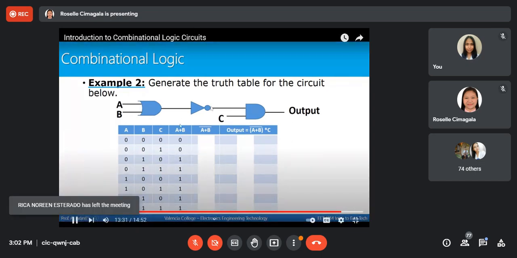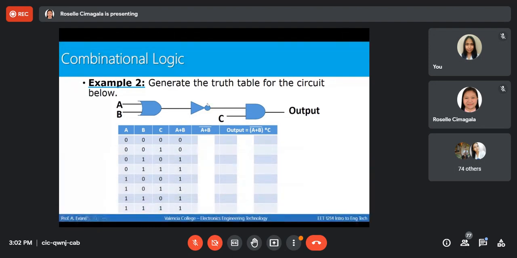Now, everything in this column is being fed into the inverter. So remember, the inverter is just going to give you the opposite of what went in. So the next column is going to represent what comes out of the inverter, which is just going to be the opposite of what went in. So the zeros become ones and the ones become zeros.